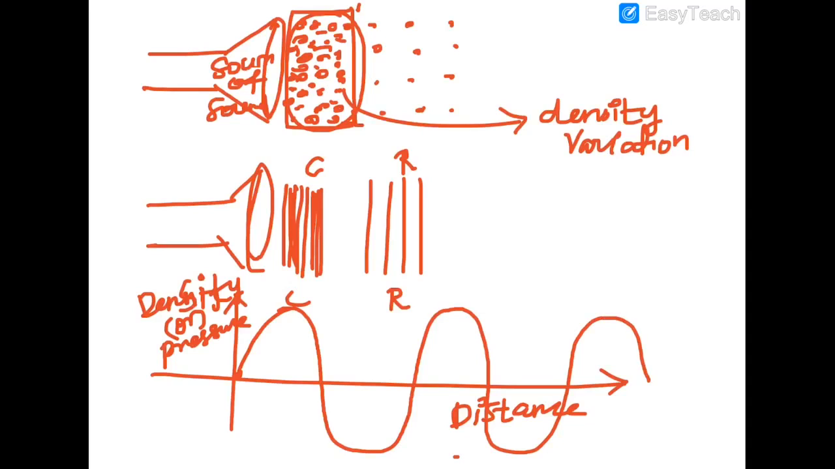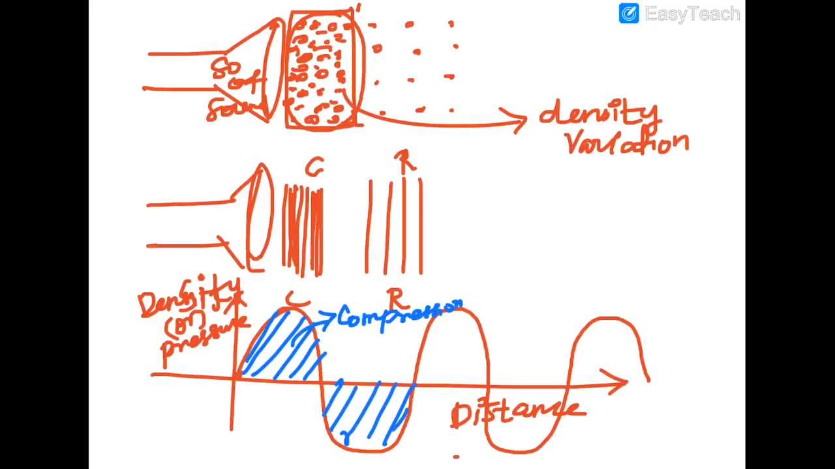If you draw the graph between density or pressure with respect to distance, you will get this. And see this area, which I shaded. This area is called the compression state, and this is called rarefaction. So one compression and one rarefaction. Students, these are the major categories given in your book. The major concept is actually the compression regions.